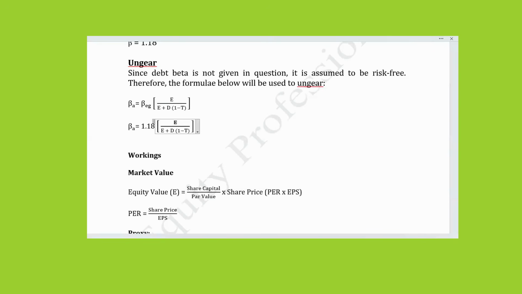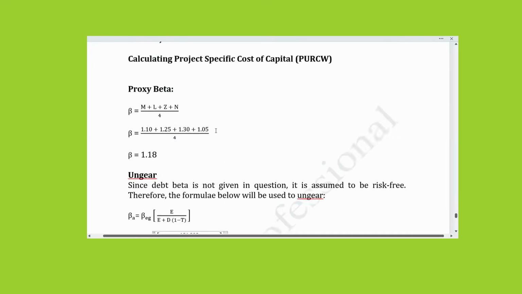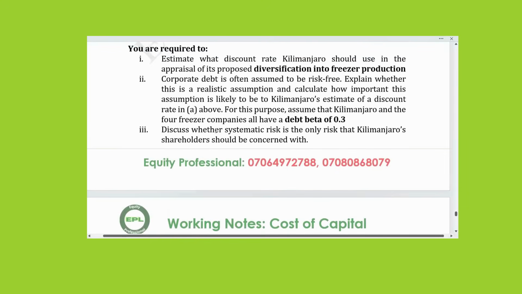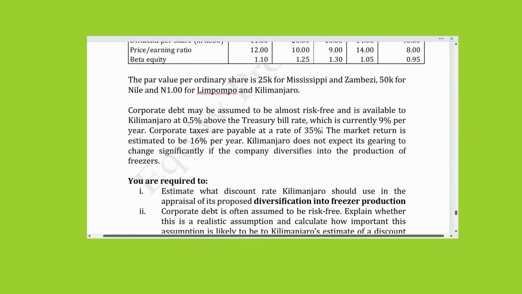So here is 191,909 divided by 191,909 plus the debt value, 40,100. I will then go back to the question. What is the tax rate of the proxy company? In the question, you are given only one tax rate, which is 35%. So corporation taxes are payable at the rate of 35%.